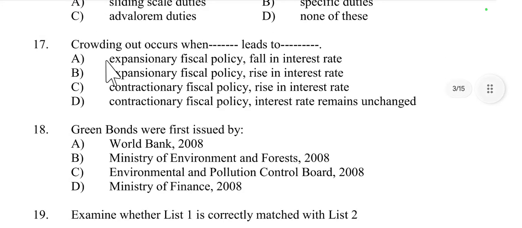Then question number 17. Crowding out occurs when dash leads to dash. So crowding out means an increase in government expenditure, then private expenditure.